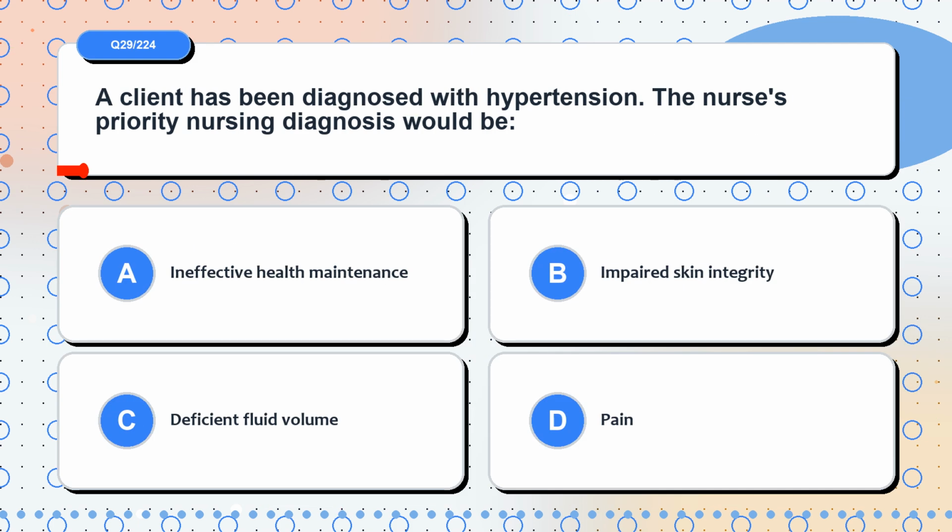Question 29. A client has been diagnosed with hypertension. The nurse's priority nursing diagnosis would be. Here are the options. Option A. Ineffective health maintenance. Option B. Impaired skin integrity. Option C. Deficient fluid volume. Option D. Pain.